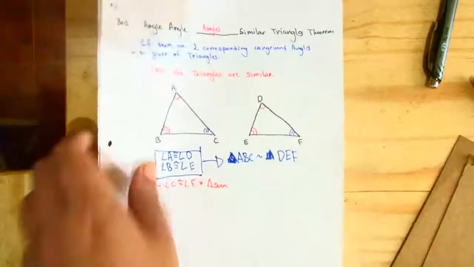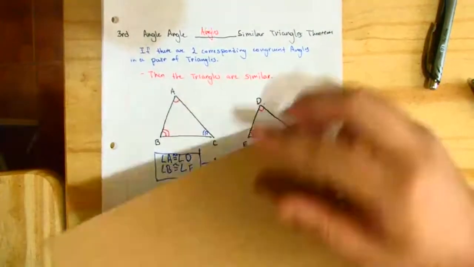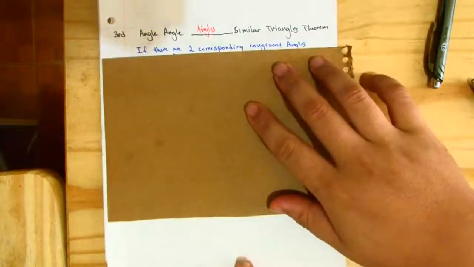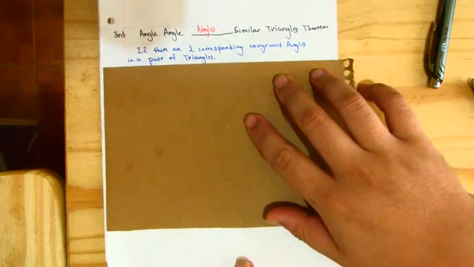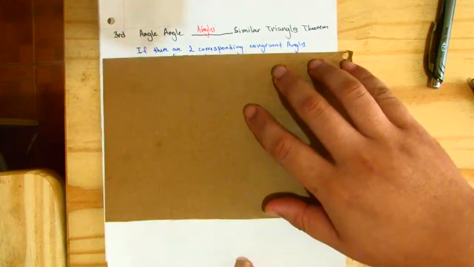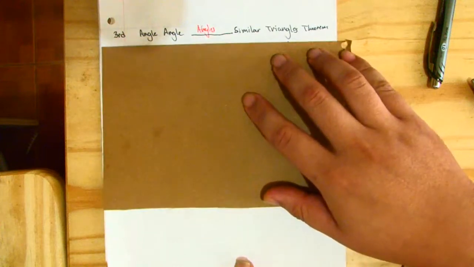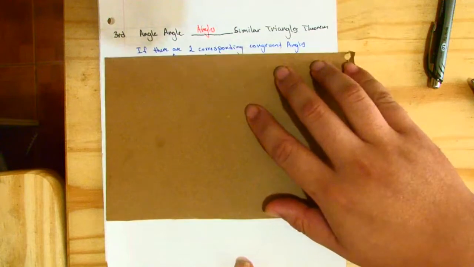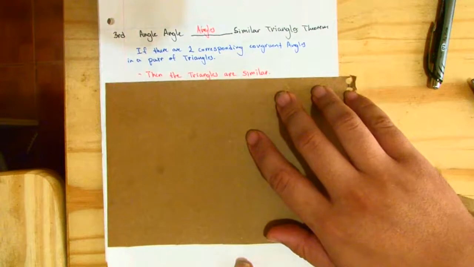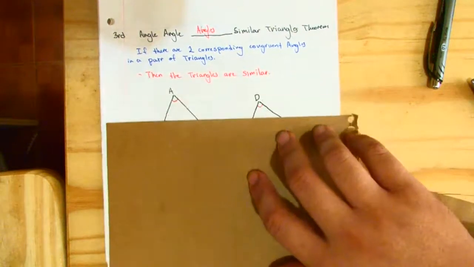The last one we're going to be comparing is a lot easier than most. We're going to be using the angle-angle similar triangles theorem. If there are two corresponding congruent angles in a pair of triangles, then the triangles are similar. To use the angle-angle similar triangles theorem, we just need at least two corresponding angles in a pair of triangles to determine that the triangles are similar.